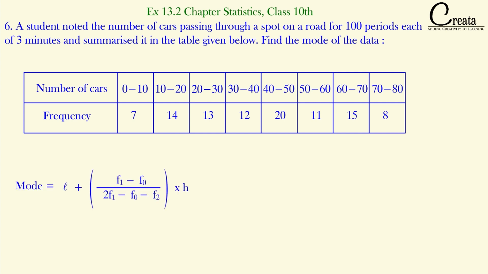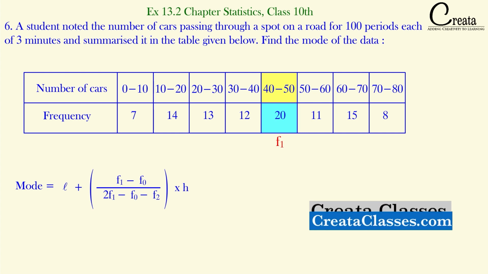So this is the formula. Let's identify the various components of this formula. What is the first step in calculating the mode? We find the modal class, which corresponds to the maximum frequency. So let's identify the maximum frequency. Here 20 is the maximum frequency, which is F1, and the class corresponding to the maximum frequency is the modal class. So the range 40 to 50 is the modal class.